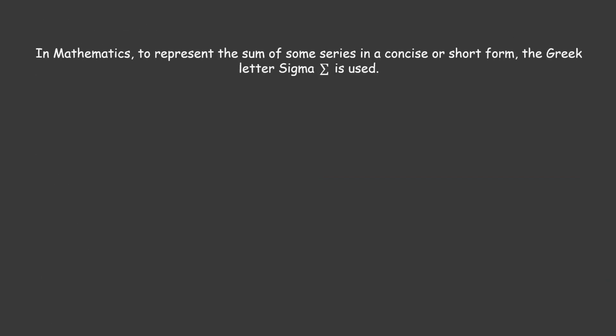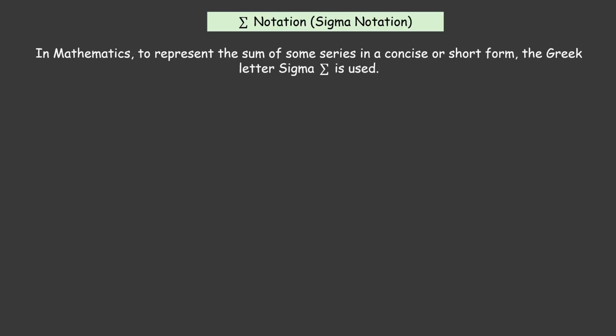In mathematics, to represent the sum of some series in a concise or short form, like as we were writing the series earlier, it seems very long. Now, in order to write these in a concise form, the Greek letter sigma is used. So let us understand this sigma notation. Sum of first n natural numbers can be written like this, sigma n. And as we know now, this is equal to n into n plus 1 by 2.